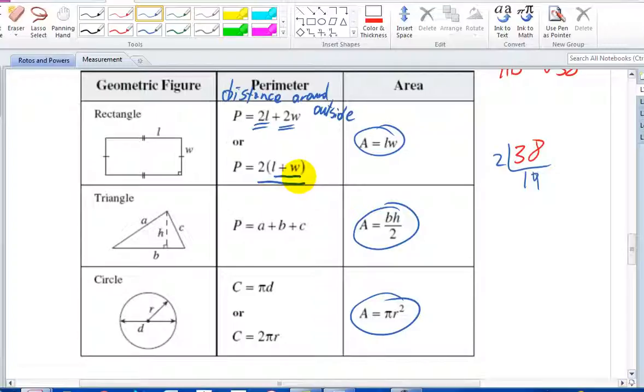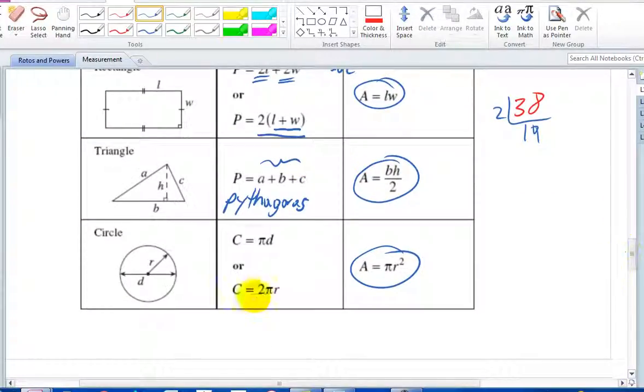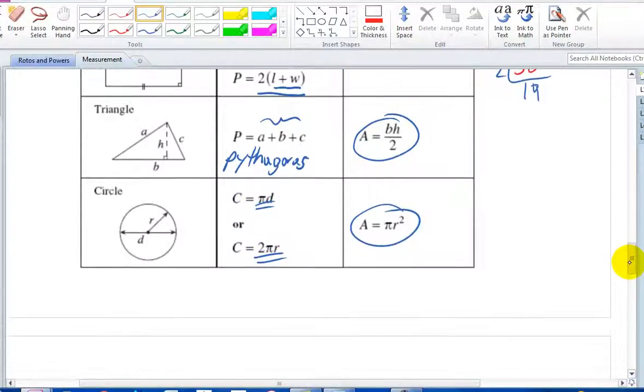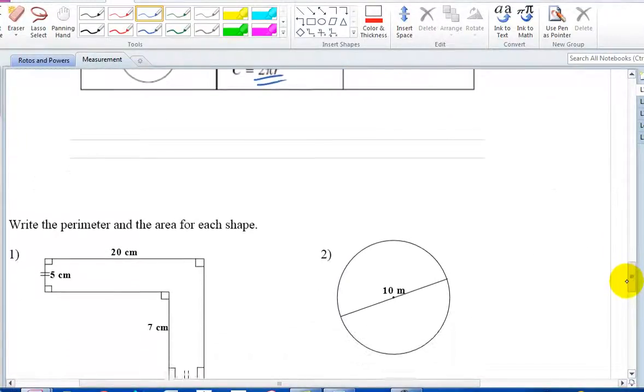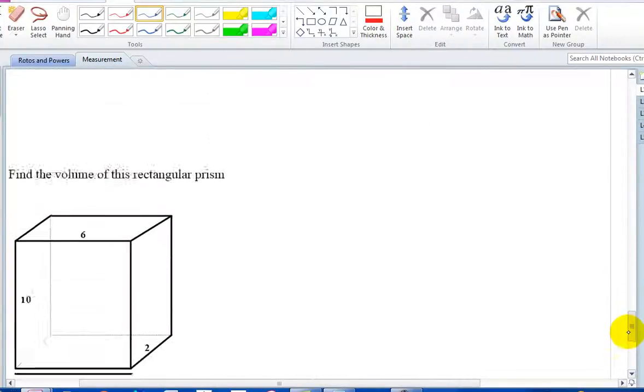The triangle, you'll probably have to end up doing Pythagoras or calculation before you have all 3 sides. Okay. They'll never just give you a question where you just add all 3 sides. And then a circle, 2 pi r, or pi times diameter. Okay. So, write the perimeter and area for each shape.